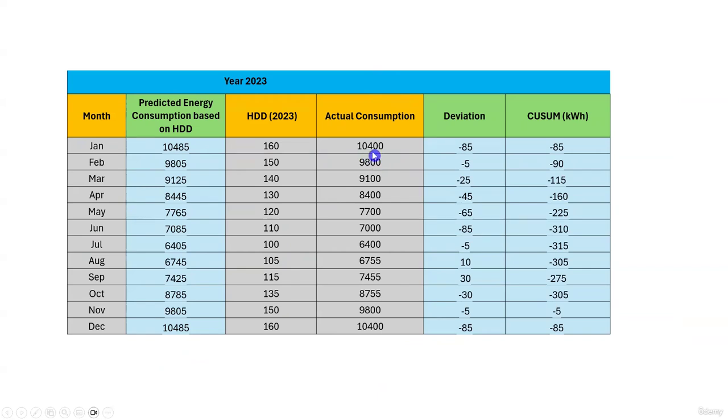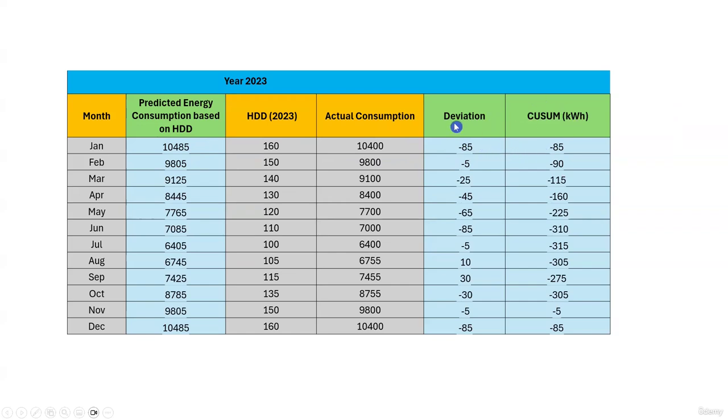So 10,400. If you think that we are performing better, you are right, because we predicted an energy consumption of 10,485, but in reality, we are consuming less energy, which means we are saving bills and saving carbon dioxide emissions. So that's a deviation of minus 85, because deviation is calculated as actual minus predicted. So negative means good, means we are consuming less energy.